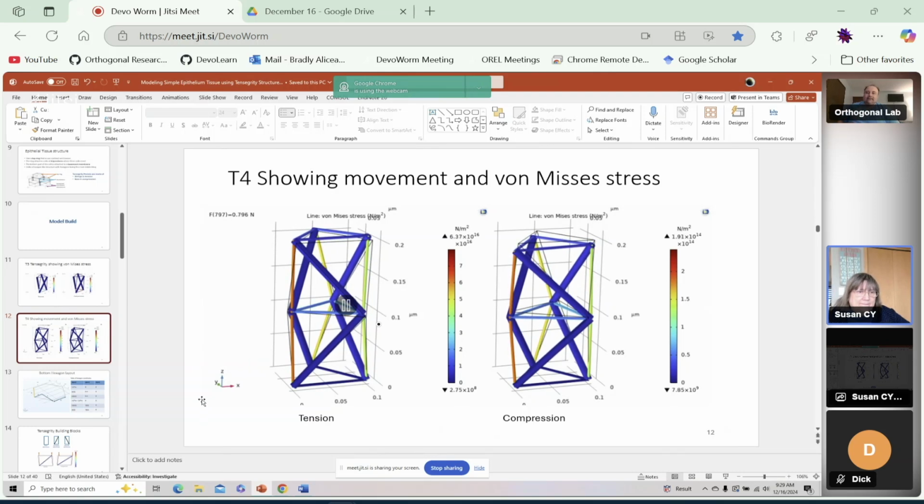Anyways, this is showing the stress in colors. So the blue is less stressed and the red is very stressed. So it was mostly the strings in this model taking the stress and strain.